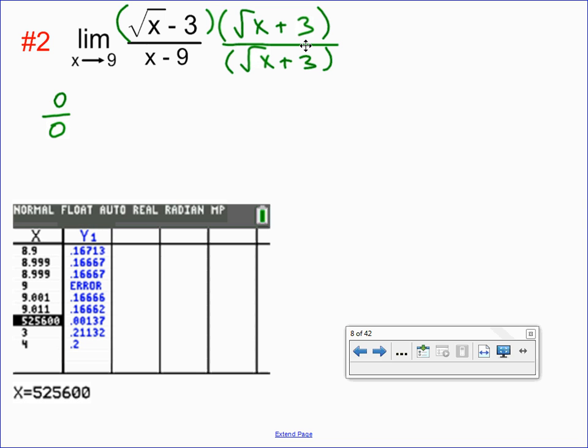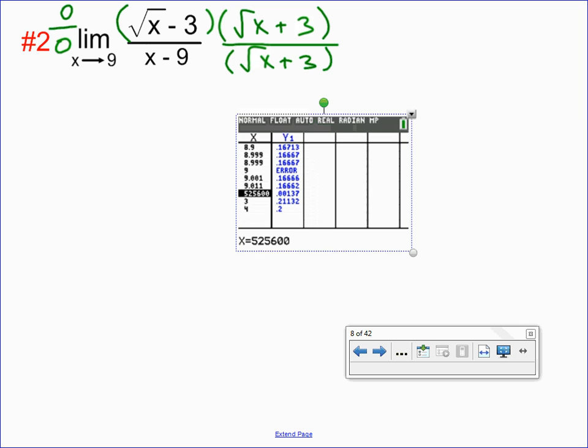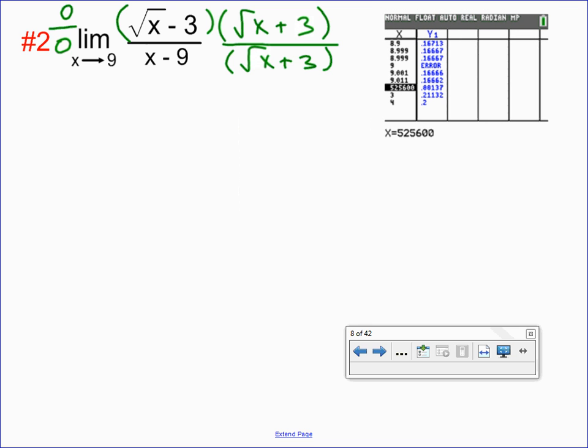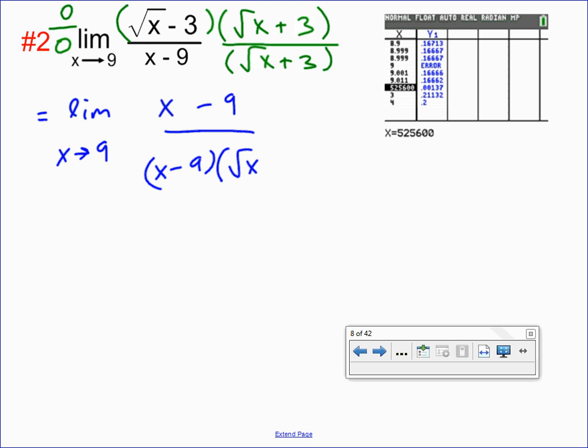Okay, so on top, here we go. FOIL: first, outer, inner, last, the strategy for multiplying two binomials together. I'm getting x plus 3 root x minus 3 root x, no root x. That's the point of multiplying by a conjugate. Minus 9 all over x minus 9 times the quantity root x plus 3.